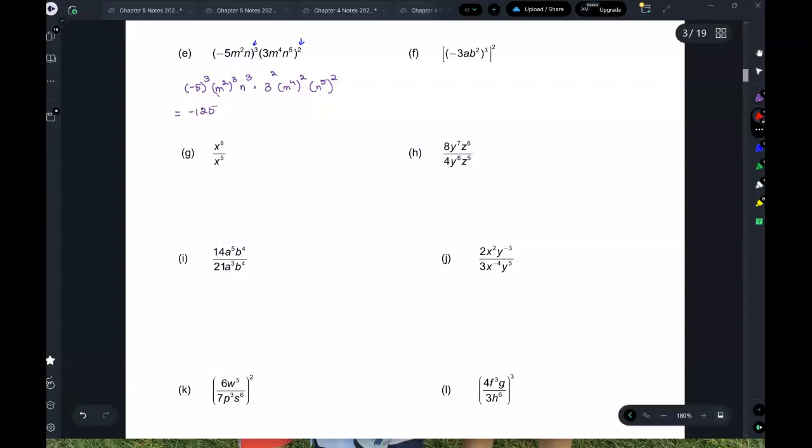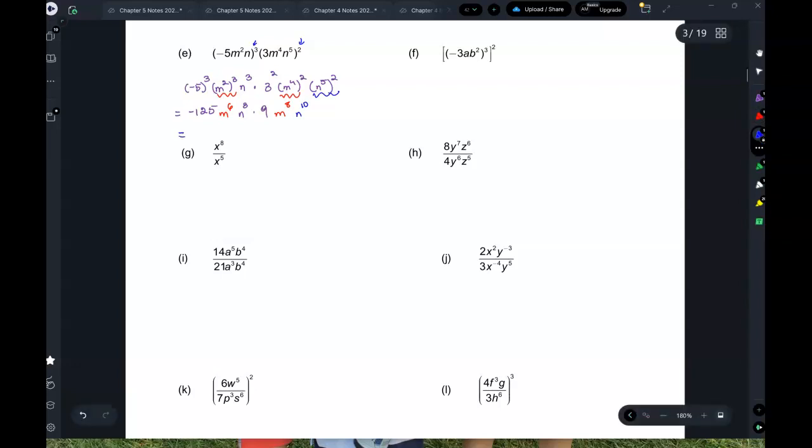Okay, what do we get here? M to the what? 6. N cubed times, what's 3 squared? 9. What do I get here? M to the what? 8. And what about here? N to the what? 10.